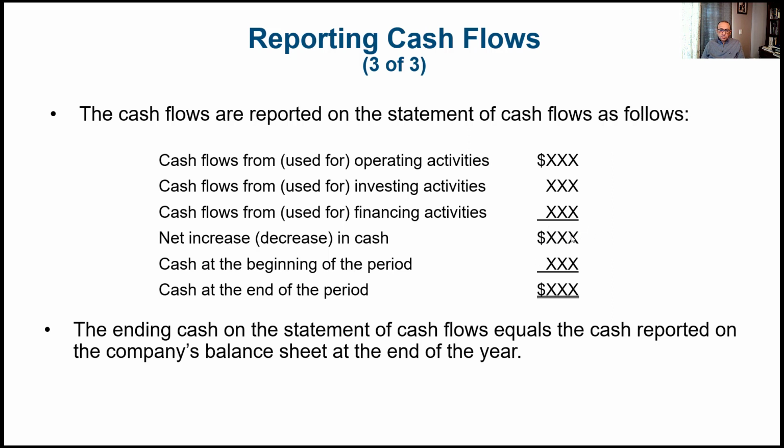This net increase or decrease in cash will be added to the beginning cash balance, which we bring from last year's balance sheet. Once we add these together, the change in cash, whether an increase or decrease, to the cash at the beginning of the period, we get the cash at the end of the period. So the ending cash on the statement of cash flows equals the cash reported on the company's balance sheet at the end of the year. This is a good confirmation, or we can call it reconciling, showing exactly how the cash balance is presented on the balance sheet.